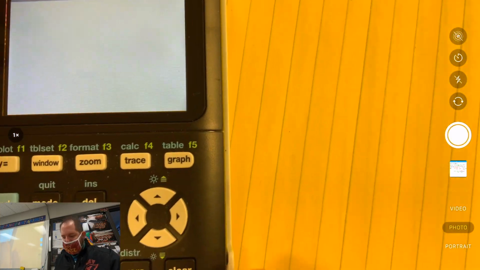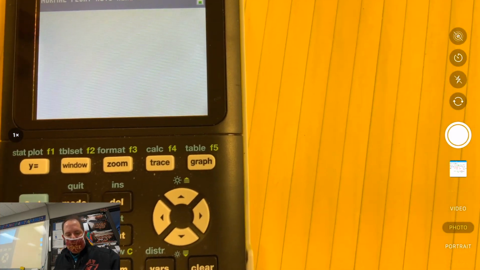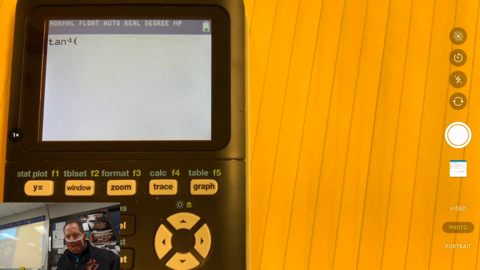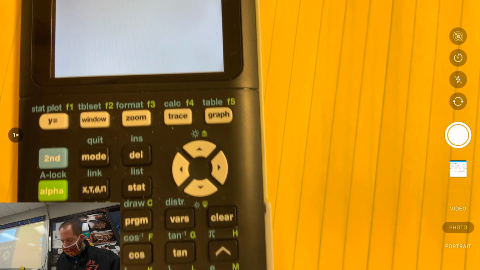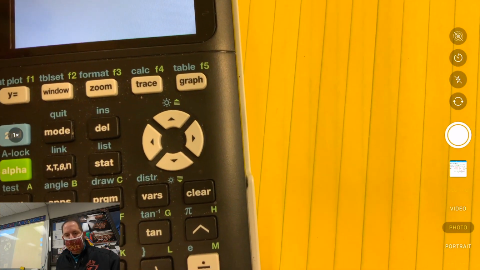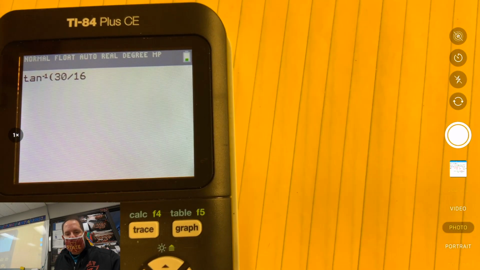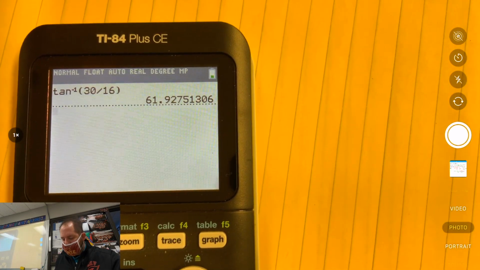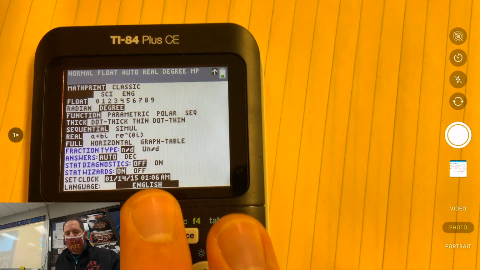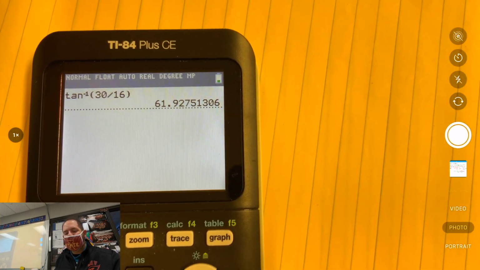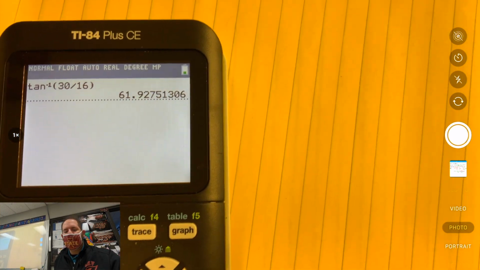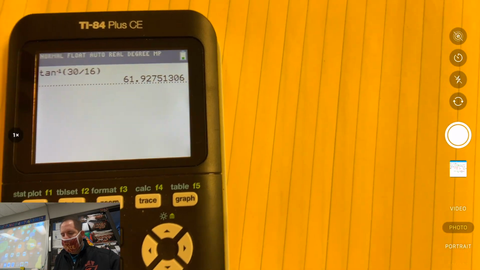So shift tangent. That gives me the tangent -1. So I hit the little second key. I call it a shift key, but second key. I hit the little tangent key. That gives me a little tangent -1 on my screen. I type in 30 divided by, just hit the normal division sign, type in 16, close the parenthesis off, and hit enter. And I'm just going to make sure I'm in the right mode. I'm in degree mode. I just need to make sure of that. So 61.9 degrees. We'll go about 2 decimal places today, so 61.93. So that'll be my answer for this one.